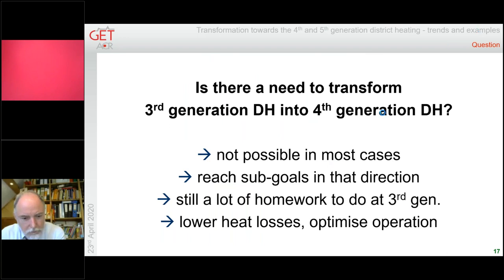So the first question for me is: is there a need to transform the third generation of district heating into the fourth generation of district heating? From my point of view, it is not possible in most of the cases due to the temperature levels of the customers and also the diameters of the heating grid. But I also think that it's important to reach sub-goals in the direction of the fourth generation district heating grid. I think there is still a lot of homework to do at the third generation, for example, to lower the heating losses and also to optimize the operation. Next slide, please.